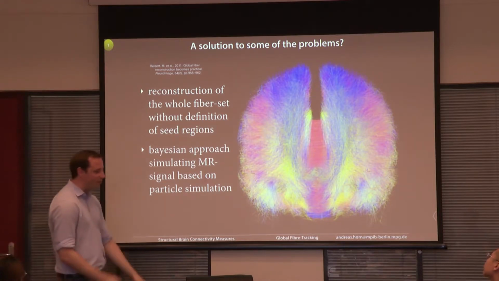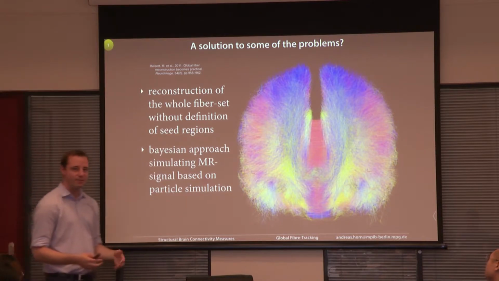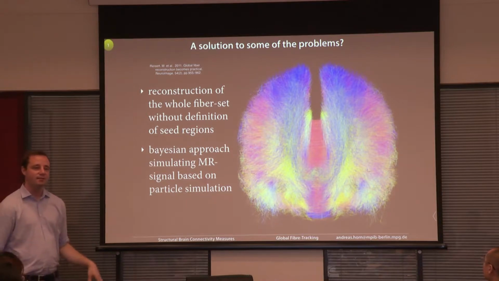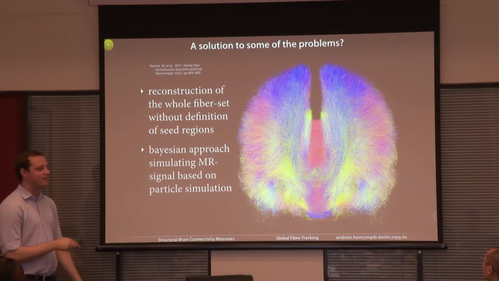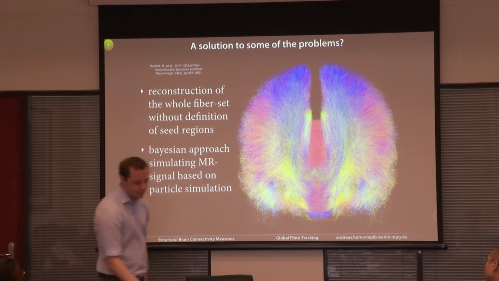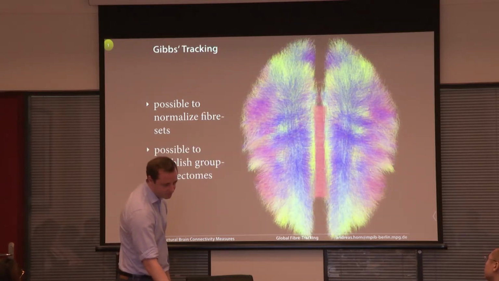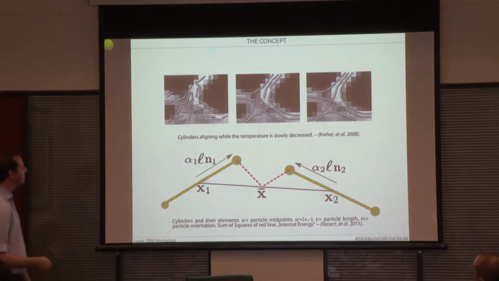And so it also tries to model the whole MR signal in one step. So you don't have any tensors, you don't have anything like that, but you just have your diffusion signal and you model the tracts, and you want the tracts to explain the diffusion signal. So that's research from Freiburg. It's called Gibbs tracking, and how I started with diffusion MRI.